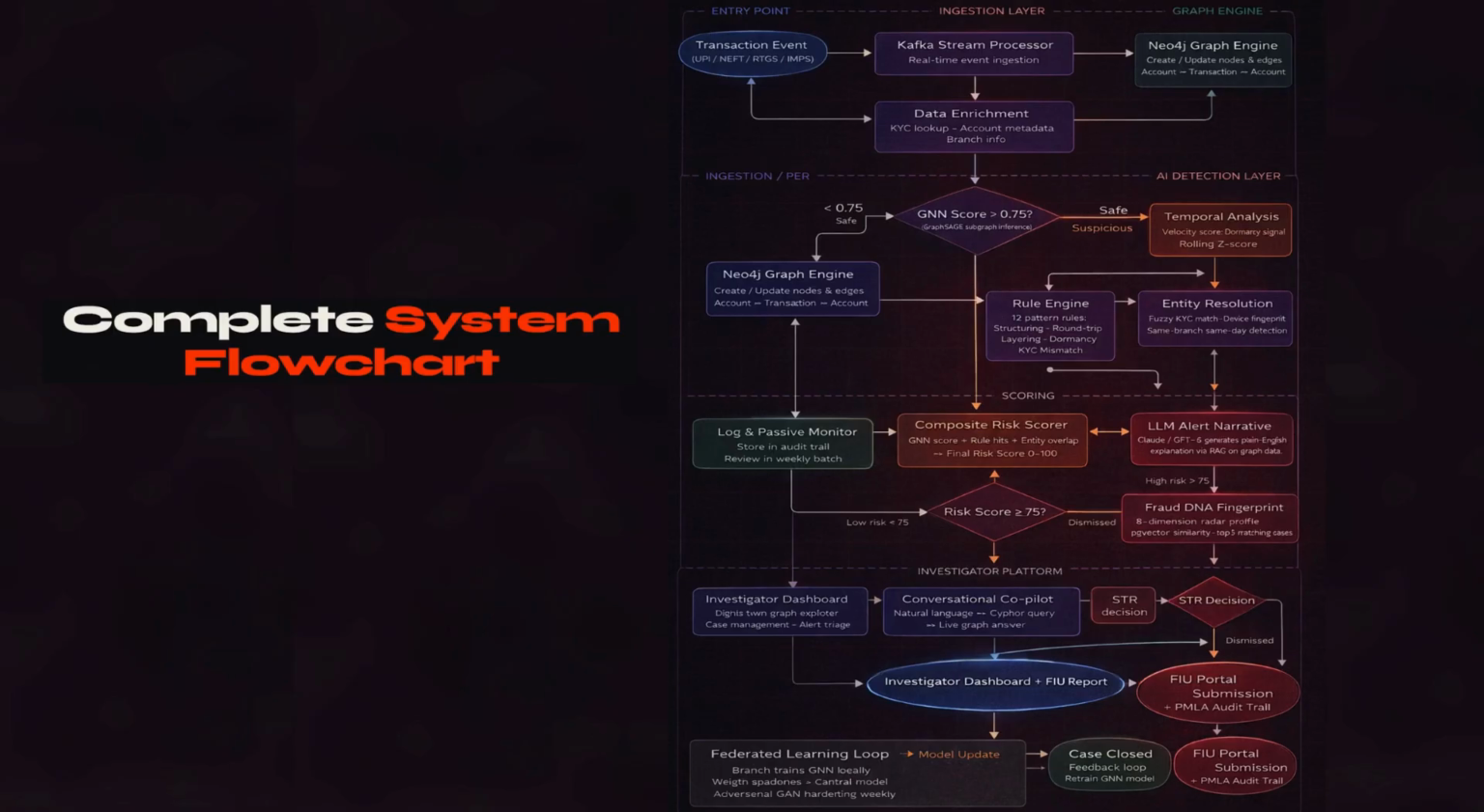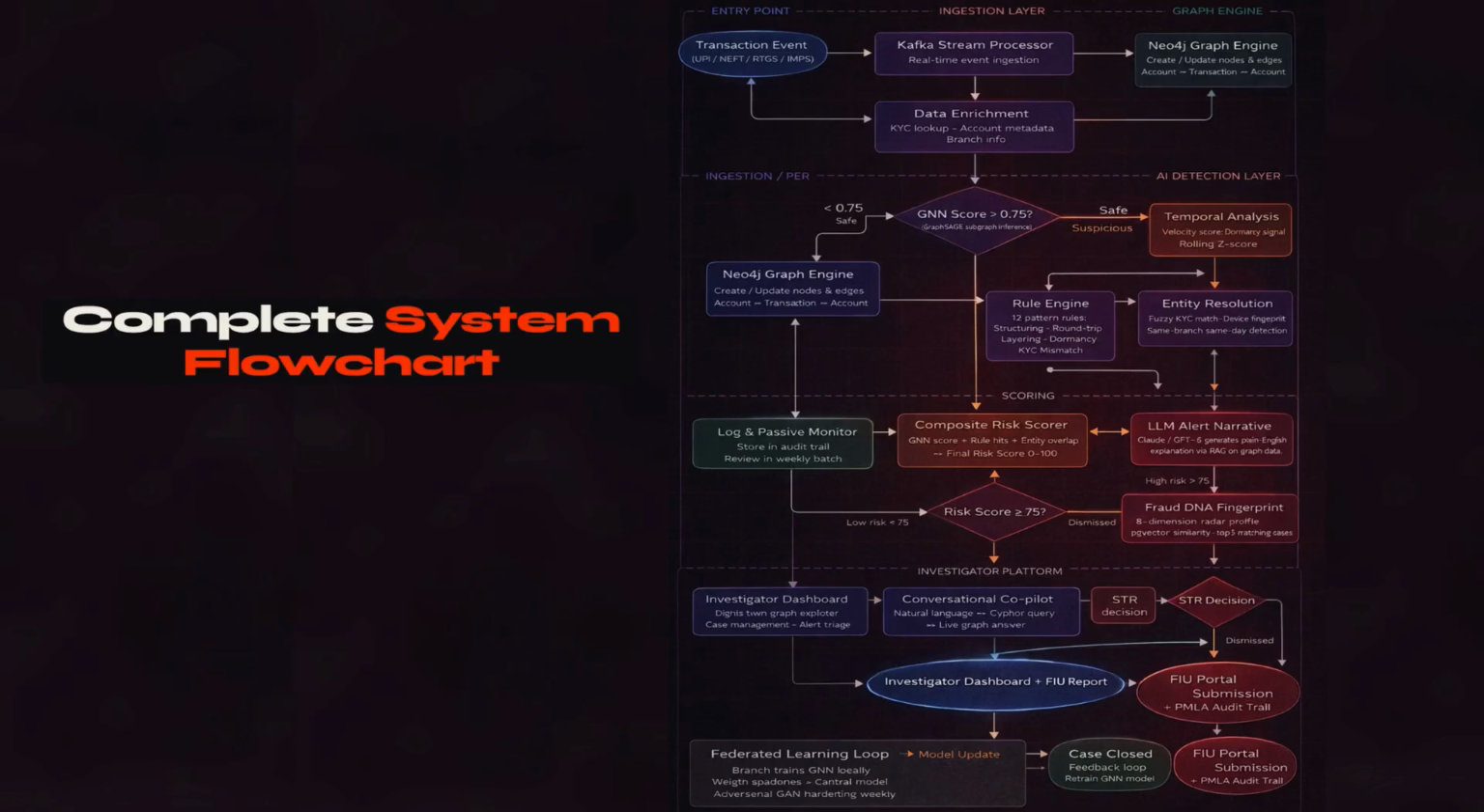If the score crosses 0.75, our rule engine fires, checking 12 known patterns: round trips, structuring clusters, dormancy signals, and more. The composite risk score combines everything. That includes GNN probability, rule score, and entity overlap from our neural network mapper. If the risk is high, above 75 out of 100, our LLM copilot generates a plain English alert narrative in 2 seconds. No SQL, no manual analysis, just who did what, when, how much, and exactly why it looks like fraud.